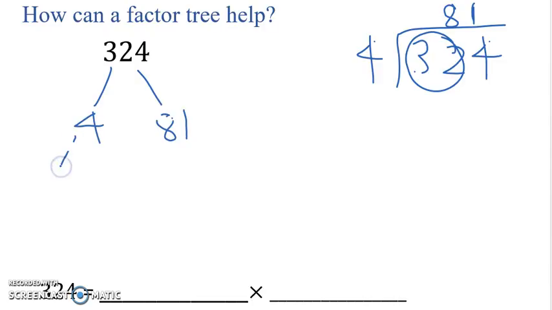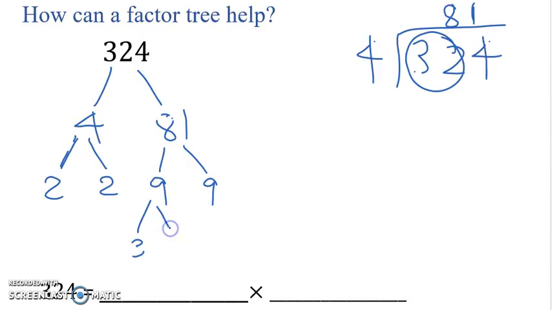4 I can break into two prime numbers, it's 2 times 2, and 81 I can break into 9 times 9. So we've got prime numbers over with the 2 and the 2, but the 9s I have to keep going. I know that 9 is 3 times 3, and this 9 I can do the same thing and turn into 3 times 3. And now I do have prime numbers all the way. So we've got 3, 3, and 3. So this is what we call the prime factorization of 324.